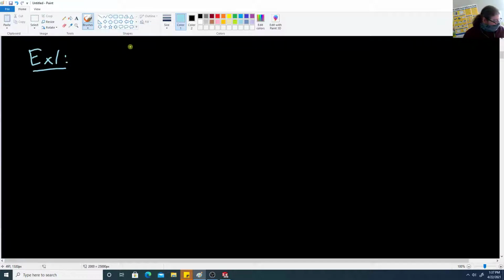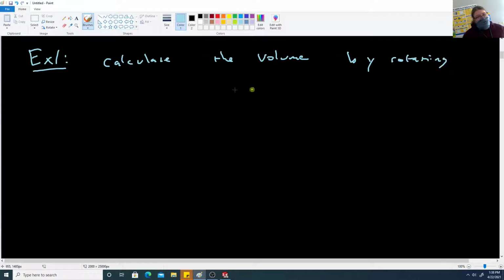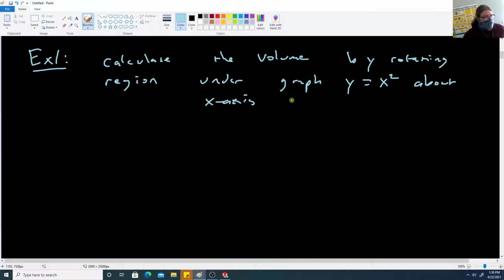So for our first example, we want to calculate the volume by rotating the region under the graph. They give us the function y equals x squared about the x-axis for 0 less than or equal to x less than or equal to 2. So we want to focus on doing that.